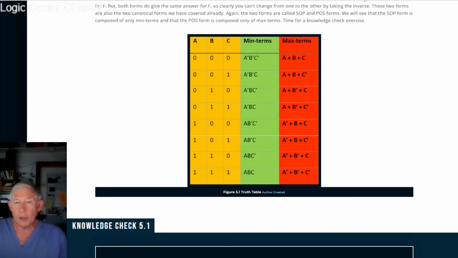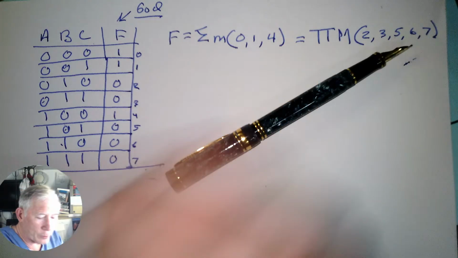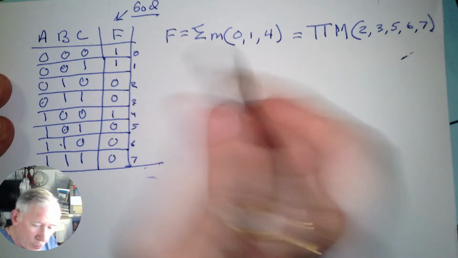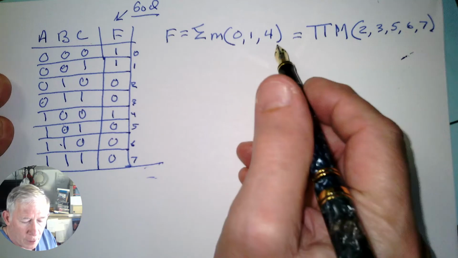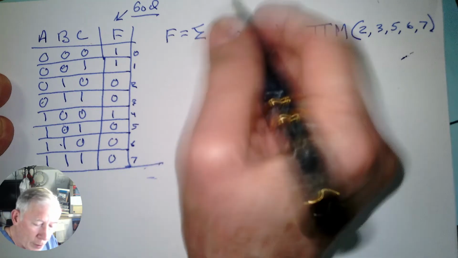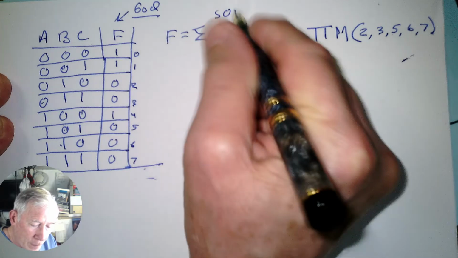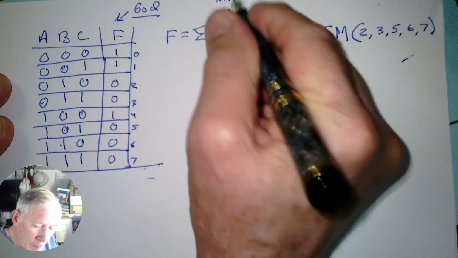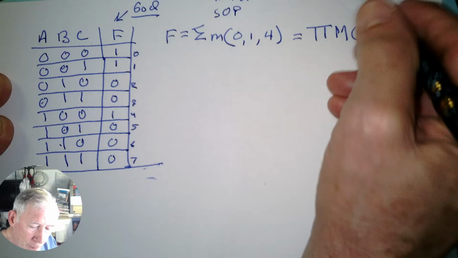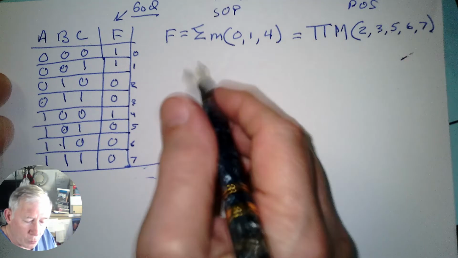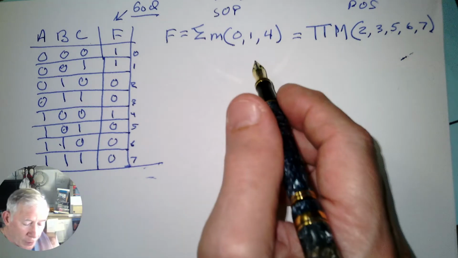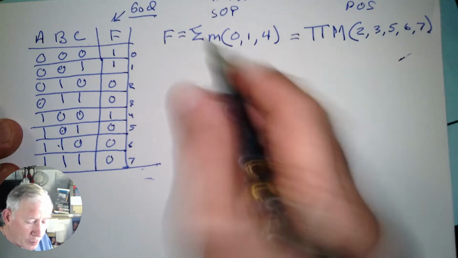Okay, back to our problem then. So now that we know how to create the minterm for each row, let's write the minterm expression, not the shorthand notation. This is in SOP form, and the minterms. The maxterms are in POS form. So we're going to write the minterm expression now, which is going to be in SOP form.